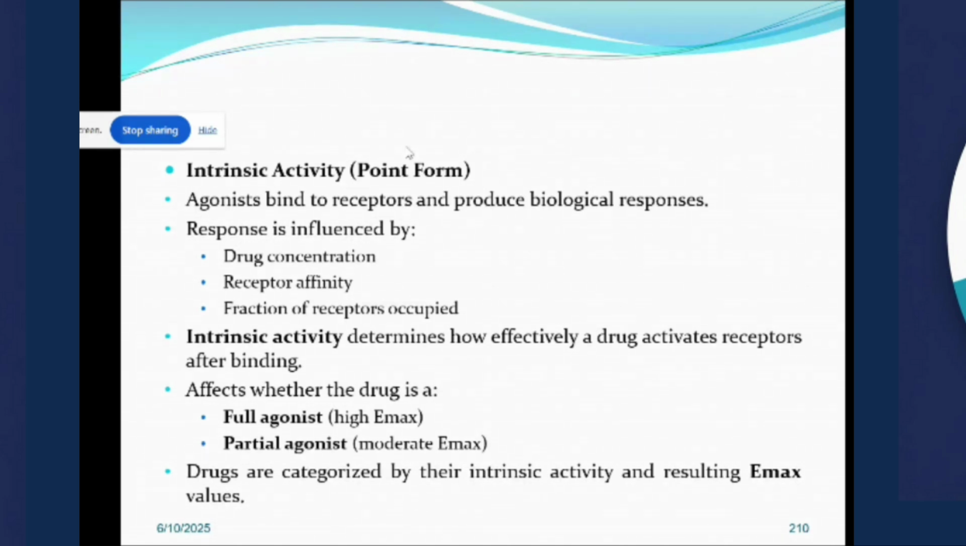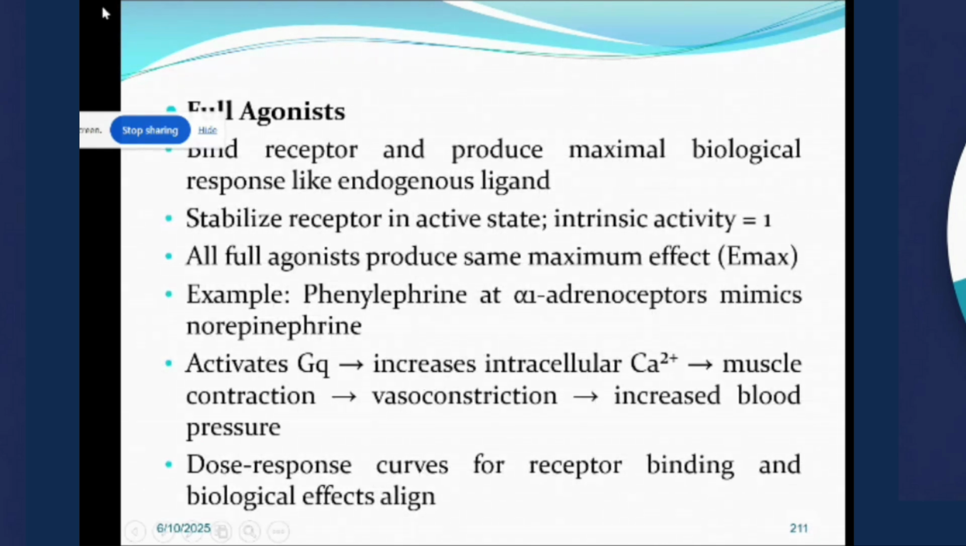And I said these are just general statements where we say agonists bind to receptors and produce biologic responses. What influences that? I don't think I need to read through things we have already spoken so much about. Full agonists, I showed that, that they bind receptors and produce maximal biological response like the endogenous ligand. That one we have already said.